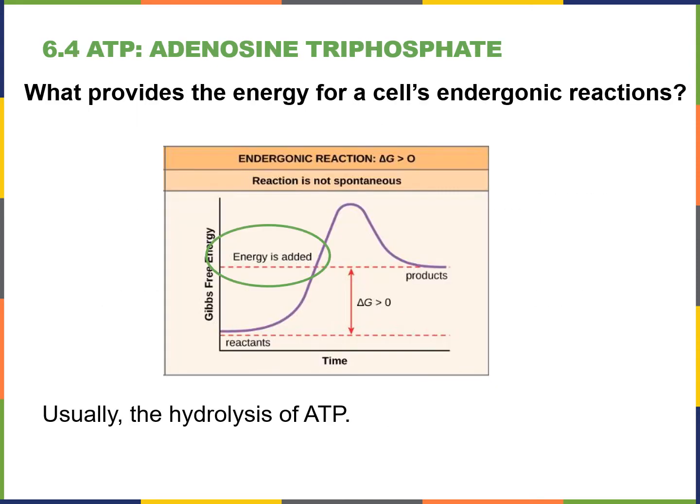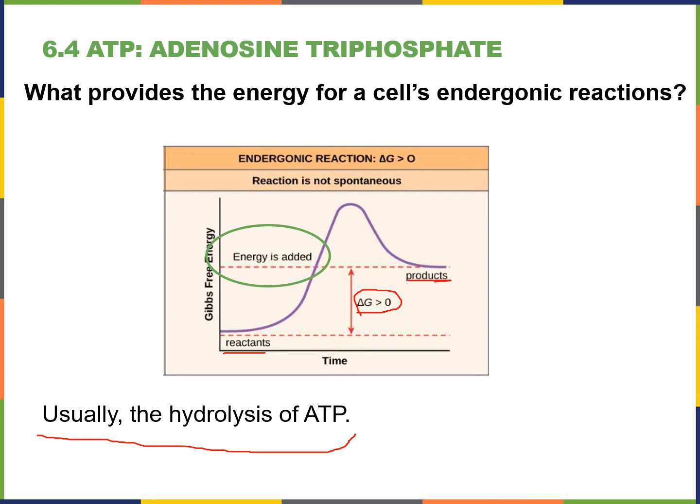Now let's go back to talking about endergonic reactions, where the energy of the reactants has to be greater than that of the products, yielding us a delta G value that is positive or greater than 0. So how do these reactions happen? What provides the energy for a cell's endergonic reaction? Well, the answer is down here. It's usually the hydrolysis of ATP, or adenosine triphosphate.